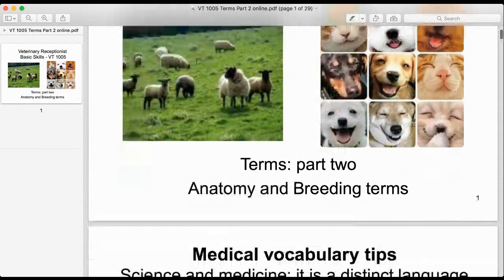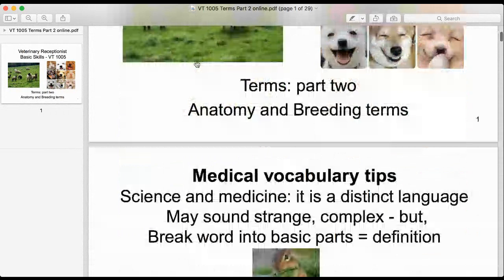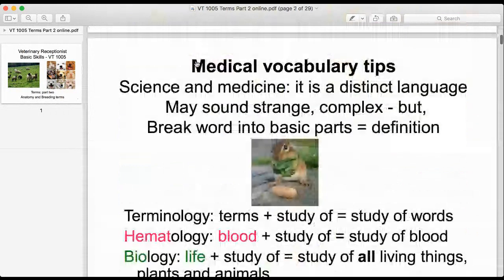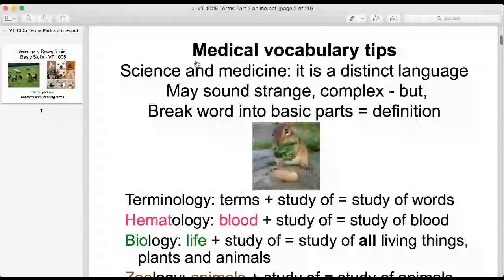But before we go into the anatomy and breeding terms directly, I want to cover, this is not a course in medical terminology, but even as we go through this week's material on this PowerPoint, you're going to see that there are actually medical terminology words in here. So this is a 4-slide area about medical terminology. This is also covered in the other course for the receptionist certificate, the VT1011 course in full, but just as a little introduction.